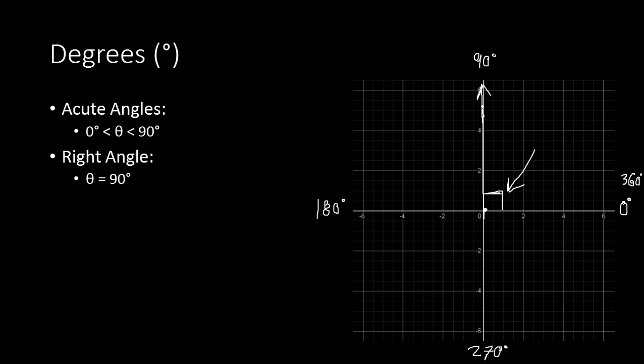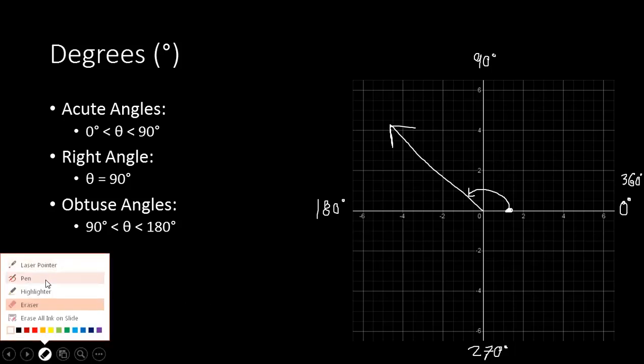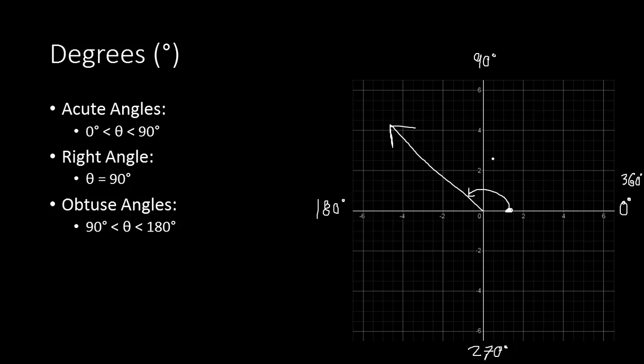Now, what if the angle goes beyond 90 degrees? That would be an obtuse angle, all right? If it goes more than 90 degrees but less than 180 degrees, you will form an obtuse angle. So for example, you start from here, going there, you will form a greater than 90-degree angle but less than 180 degrees. So for example, let's just say this is 145 degrees.